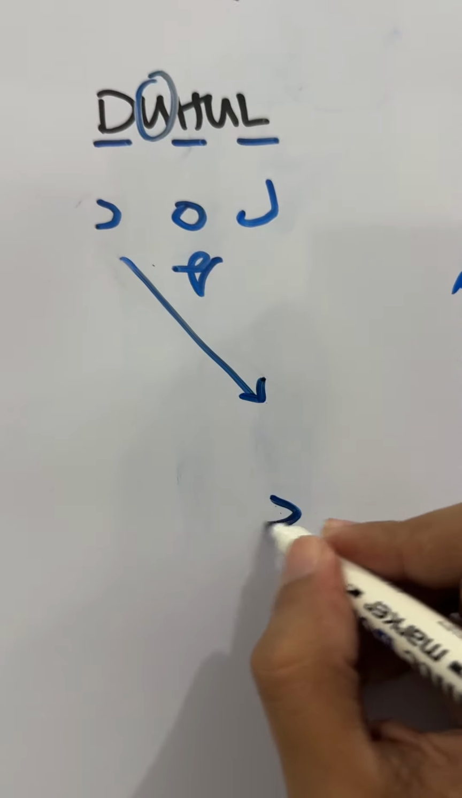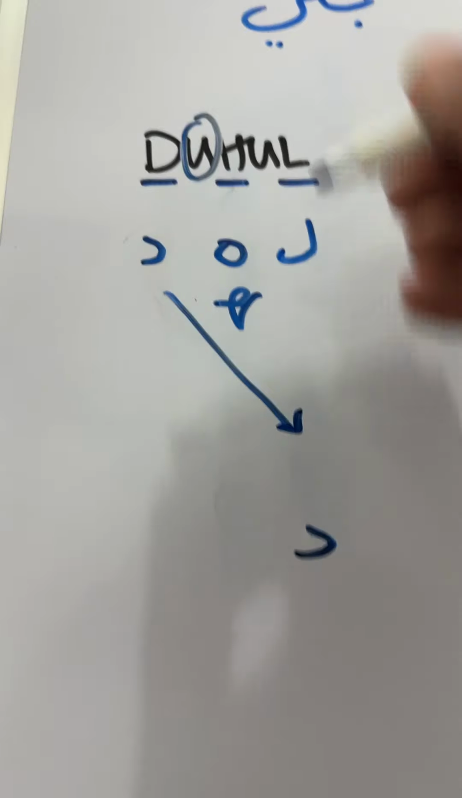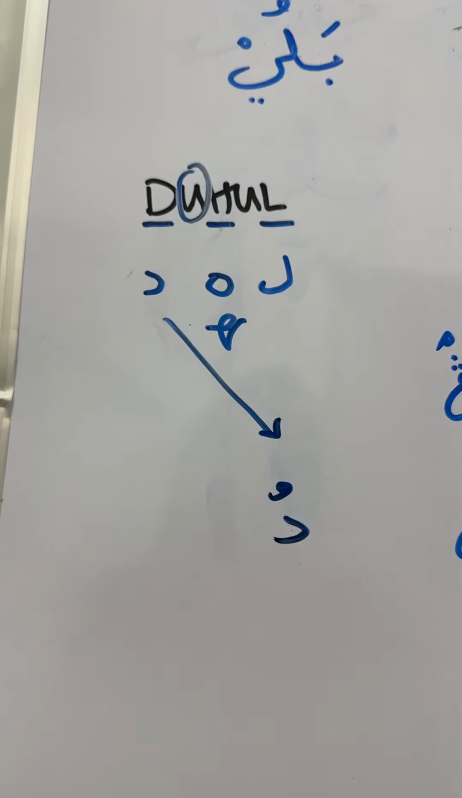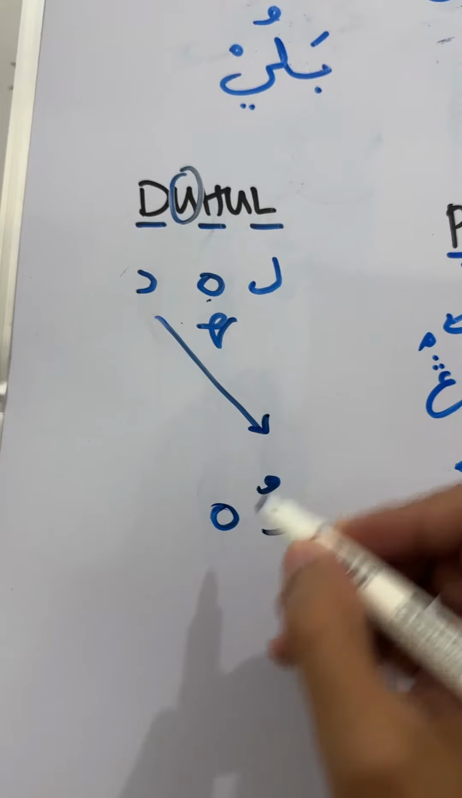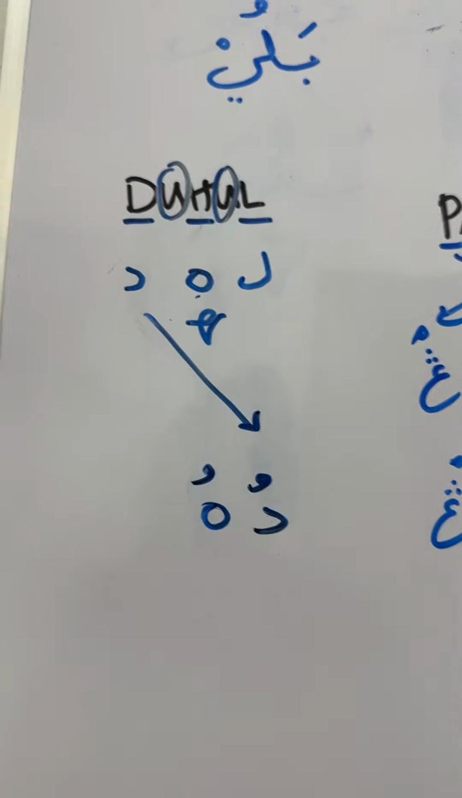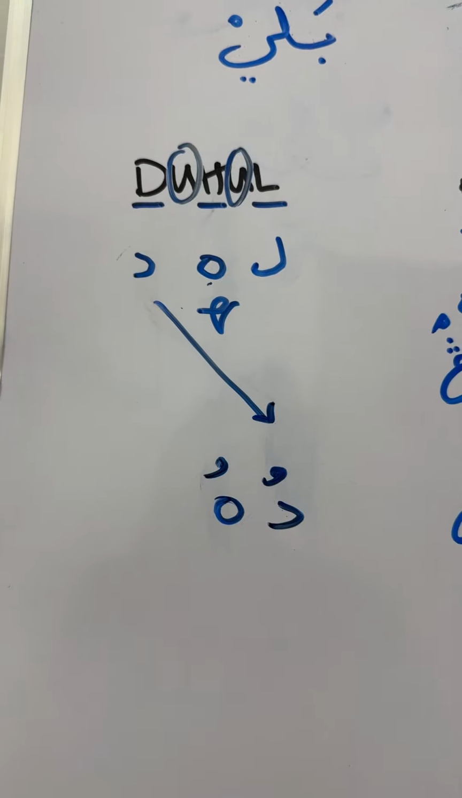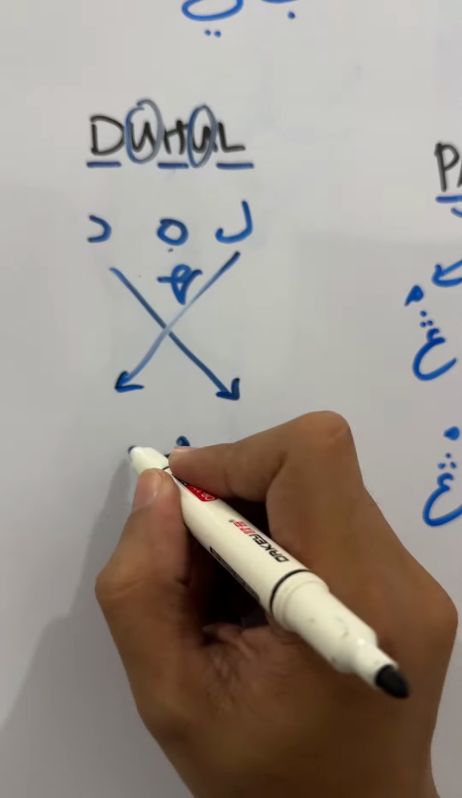So we start with letter D or dal from the right. So dal. Then its vowel sound is U, so it's dapan. So dal dapan do. Then next we have ha. So we write ha. And its vowel sound is also dapan, duhu. Then lastly we have the consonant lam. Lam is written like this.